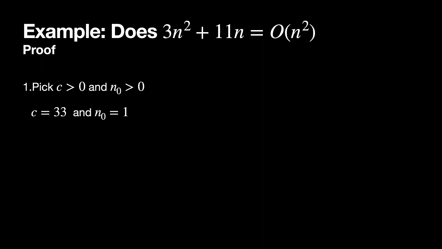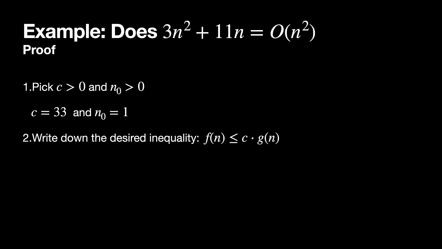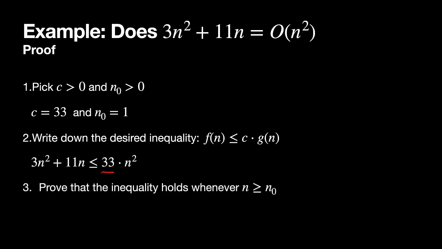Then our second step is expressing our inequality. So we'll write down the desired inequality, the function being less than or equal to c times the other function. So here's our inequality. 3n squared plus 11n is less than or equal to 33 times n squared. So again, we've filled in our value of c. Okay, and then the third step is prove that it holds whenever n is greater than n0. And remember, our value of n0 is 1. So we're trying to prove that this inequality will always be true whenever n is greater than 1.